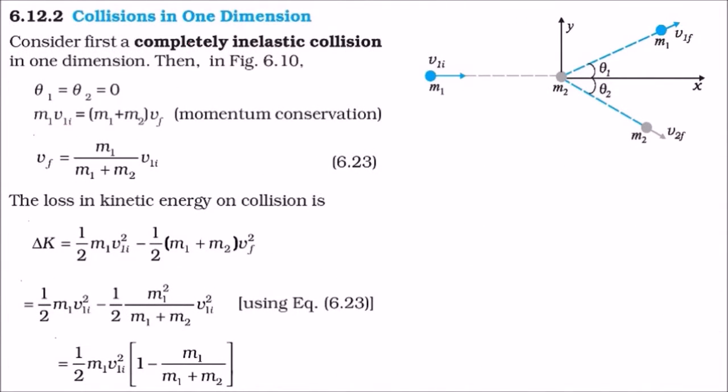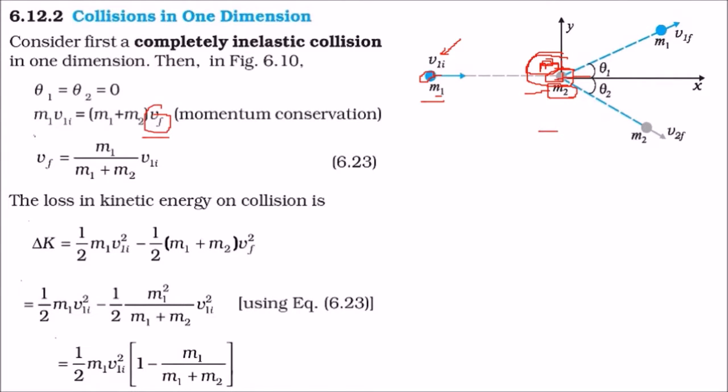Let us talk about collision in one dimension. As we see here, the completely inelastic collision in one dimension, if this is the figure, see, in a completely inelastic collision, M1 and M2 are going to be together after the collision. So when this collides with this one, M1 joins with M2, and they together go in the same direction. So what is the initial momentum? M1 into V1i. M1 comes here and strikes it. So the final momentum is M1 plus M2 into some final velocity.